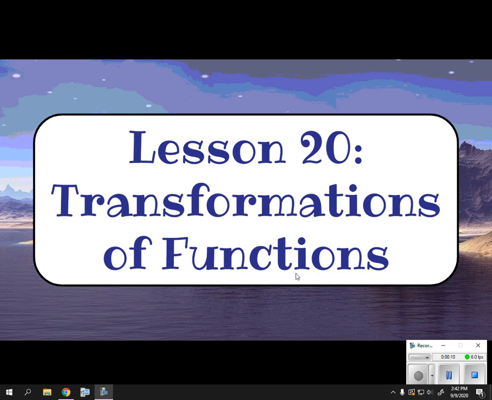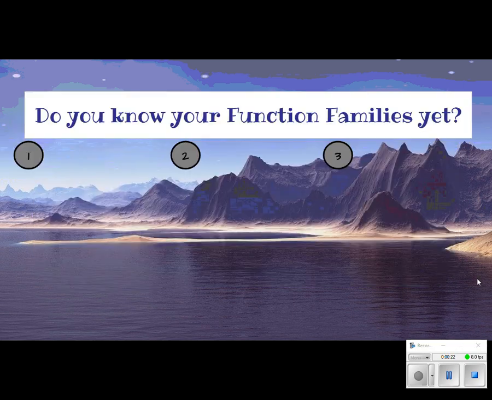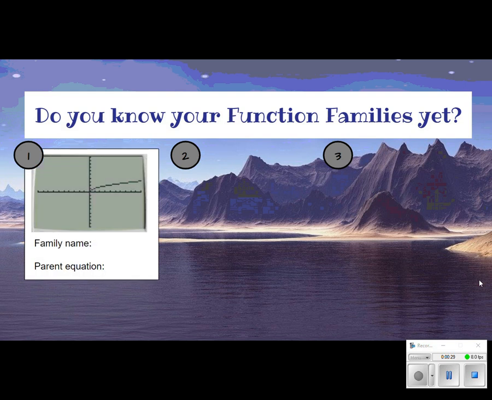I hope you have some paper and a pencil ready because I am going to show you some pictures and I want you to write down the functions that you see as well as their equations. So here we go. Number 1, do you know your function families yet? So number 1 here is the graph of a function family. Can you tell me the family name and the parent equation? Pause the video and write that down.